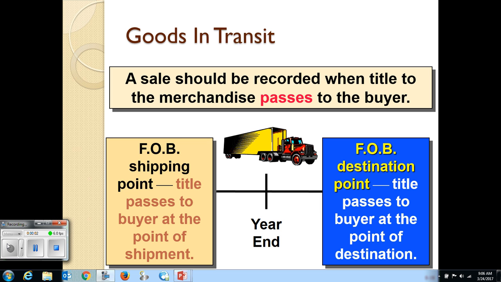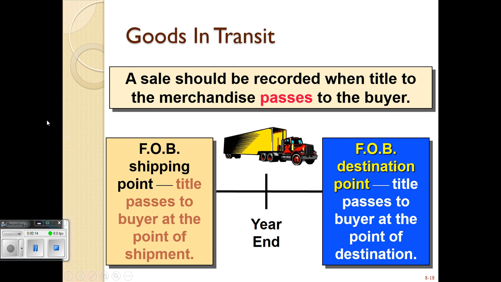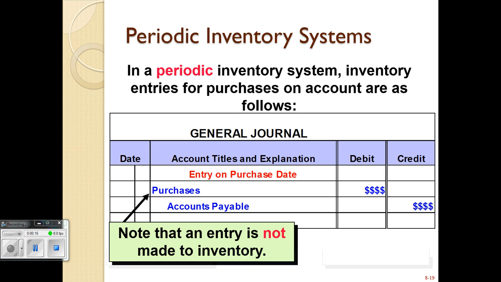This is Ralph Sass, and this is the second part of the lecture for Chapter 8 on inventories, cost of goods sold, as well as a couple other topics. So let's go ahead and get started. We left off with goods in transit.